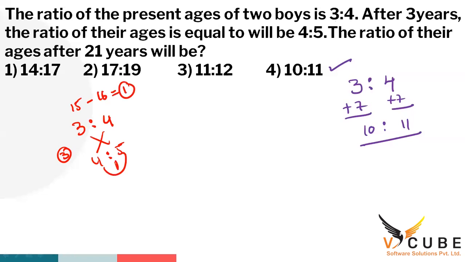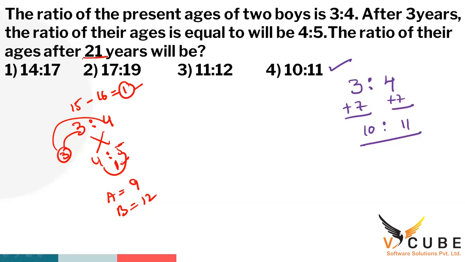Again, difference is how much? 1. First find out the first boy: 3 3s are 9, and the second boy: 3 4s are 12. So the step 2 difference is 1, and step 1 difference is 1. So don't write this, guys, I think it's a waste of time.